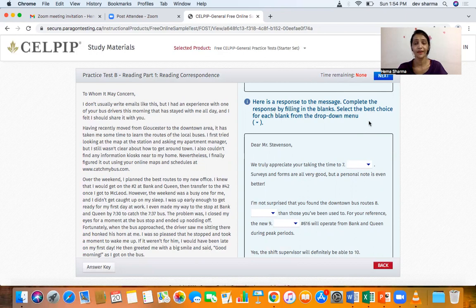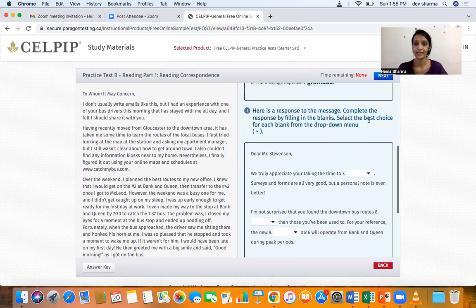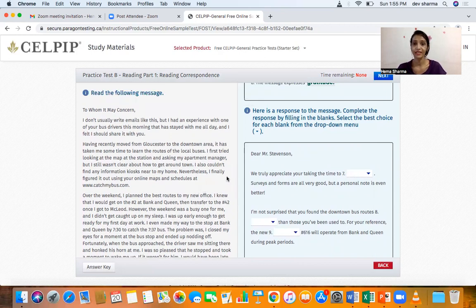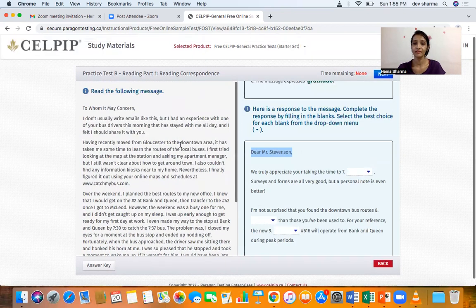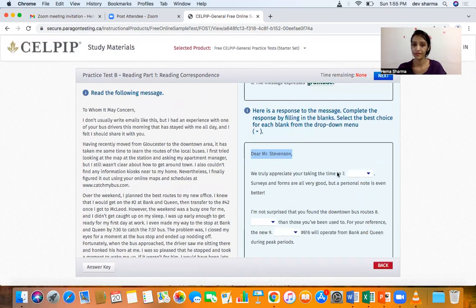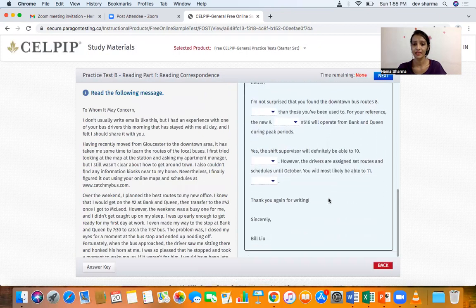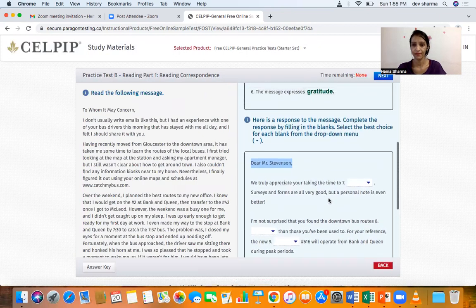Now, second part. Here is a response to the message. Complete the response by filling in the blanks. Select the best choice for each blank from the drop-down menu. Part 2 is always like that: the receiver of this letter is writing a reply to the sender. Because he is Adam Stevenson, it's written, Dear Mr. Stevenson. And this again has a few questions, I think 5.